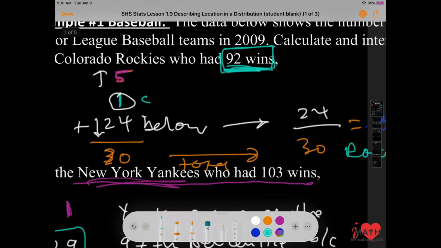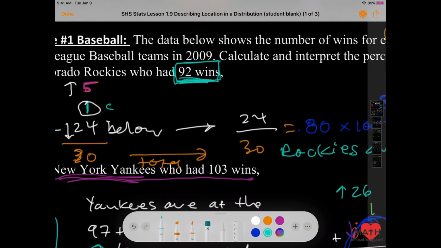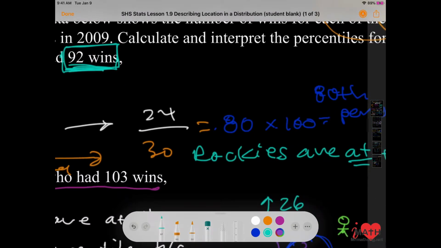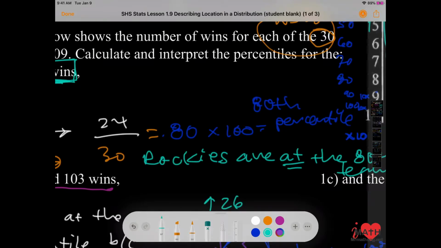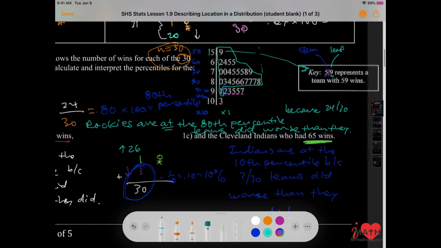So 24 teams below them divided by 30, the total, that's the formula, right? Then you get basically a decimal, 0.80, and you multiply it by 100, you get 80% or 80 percentile. What does that mean? The Rockies are at the 80th percentile because 24 out of the 30 teams did worse or below them.